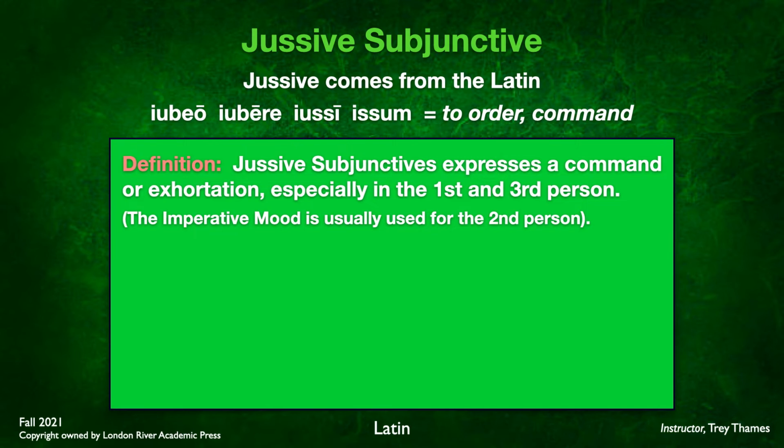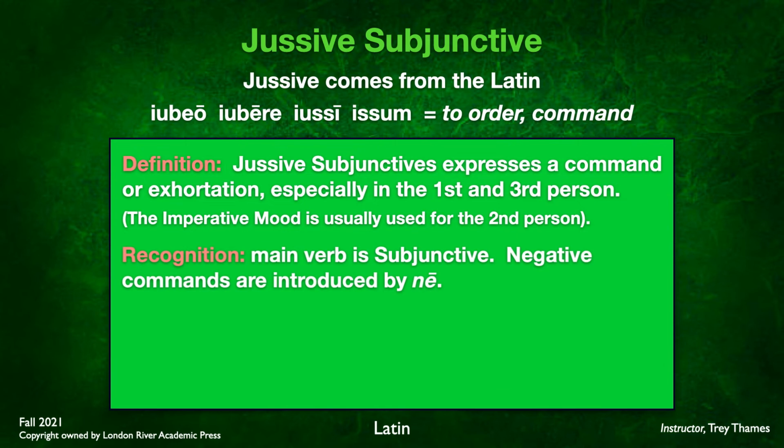Now I know what you're thinking. Wait a minute, we've already learned how to do commands. That was the imperative. But the imperative mood generally is directed towards a second person, either singular or plural. If you want to talk to somebody in the first person, referring to self or a group, or third person, singular or plural, you're generally going to use a jussive or jussive subjunctive.